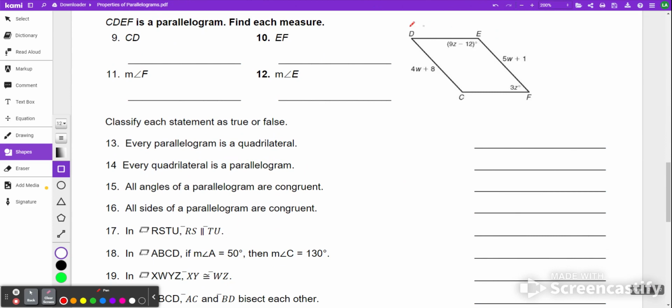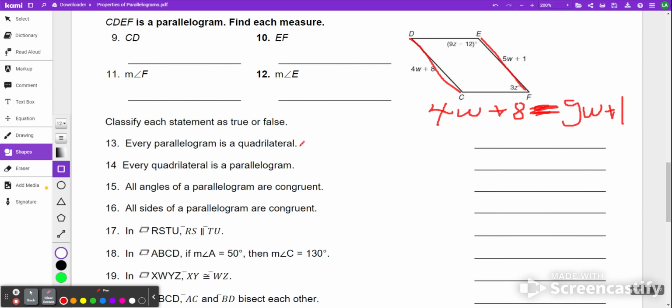Find each measure. CD. Well, we know CD is the same as EF, so that means 4w plus 8 has to be equal to, not Z, whatever, that's an equal sign, dudes and dudettes. 5w and everyone. That's an equal sign. Hopefully the sound is coming through.